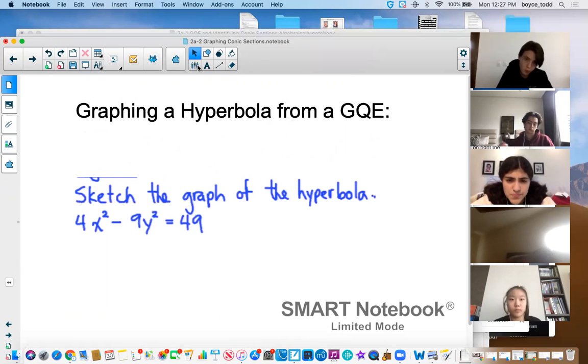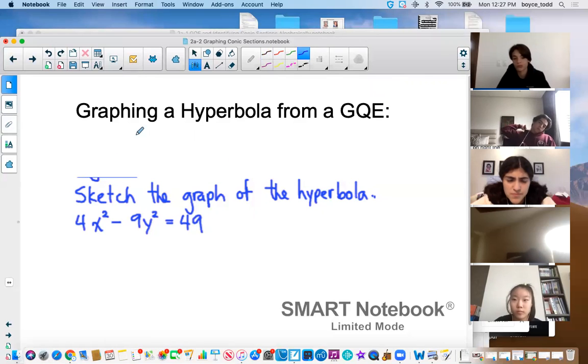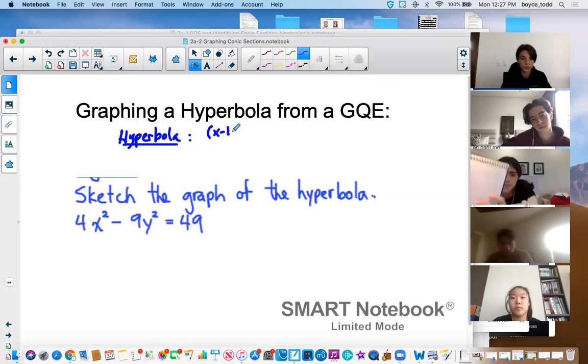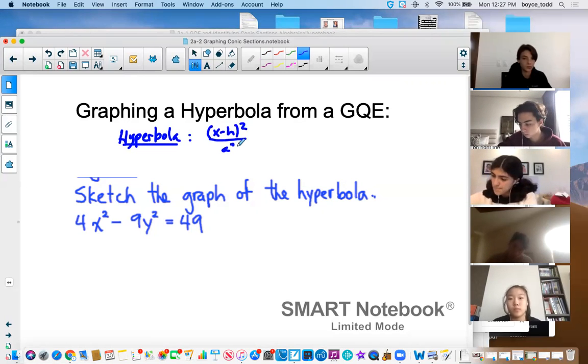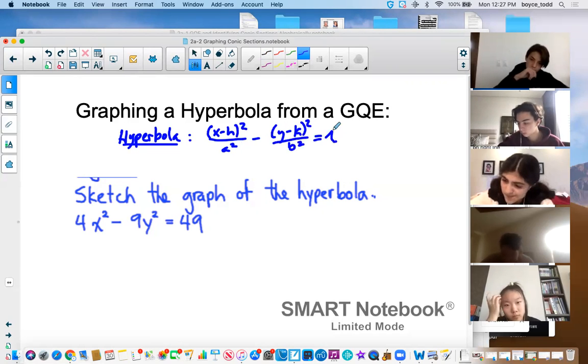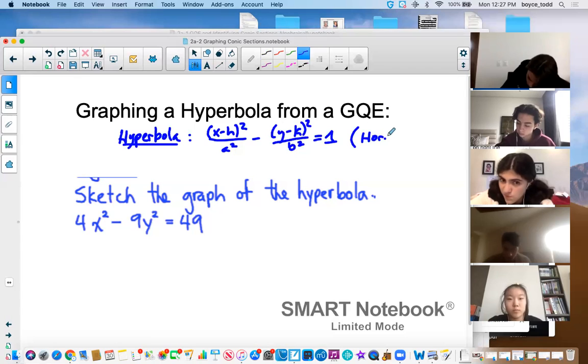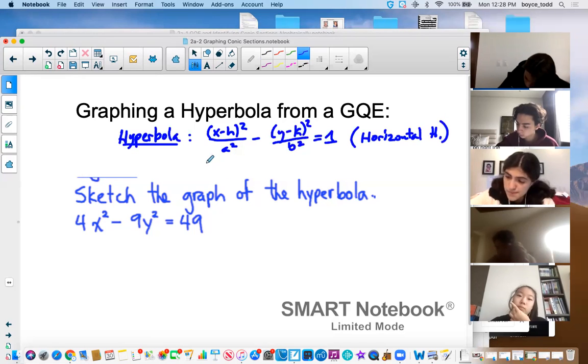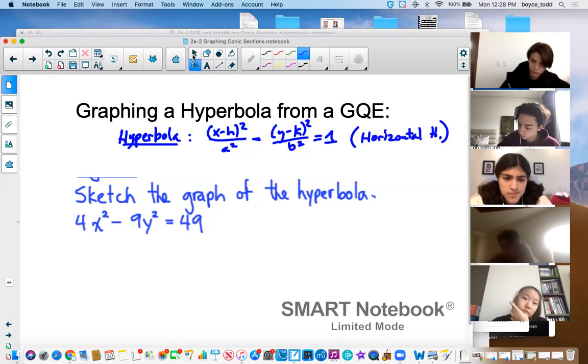So the equation of a hyperbola is very similar. It's an ellipse, except it has a minus sign. So the equation of a hyperbola is x minus h quantity squared over a squared minus y minus k squared over b squared equals 1. Okay, so there's 2 possibilities. This one is what's called a horizontal hyperbola. And if you had the y first, if y is positive, then it's going to be a vertical hyperbola.